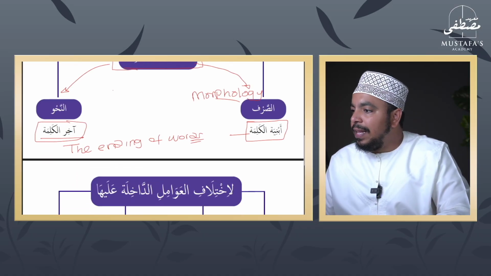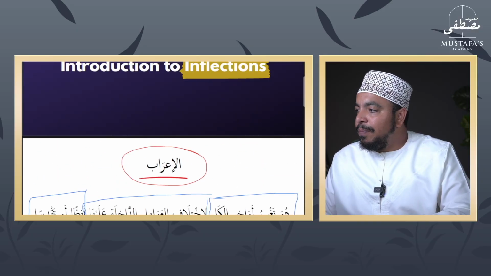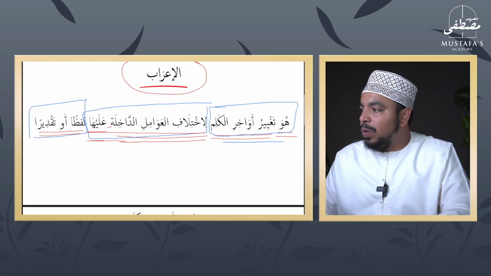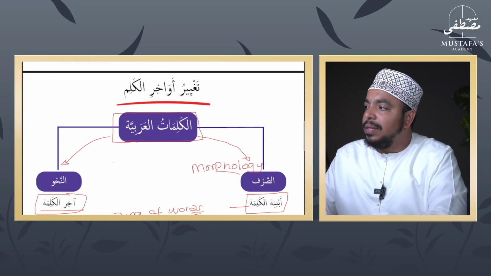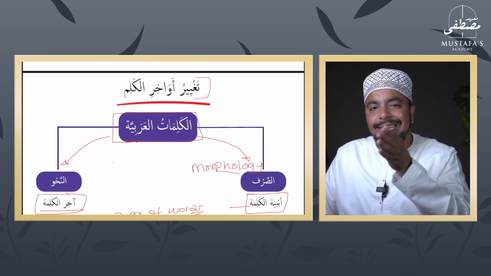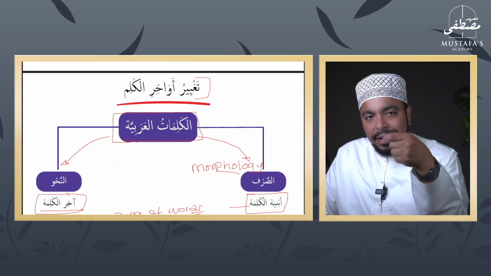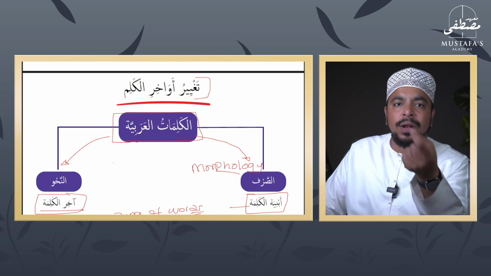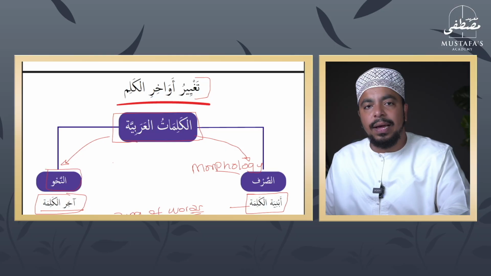Aywa. We said that as we are focusing on the ending of words, the second part of the definition, لاختلاف العوامل الداخلة عليها, which we said تغيير أواخر الكلم. What does تغيير أواخر الكلم mean? The changing of the ending of the words. Basically, the ending of words changing from one haraka to another haraka to another haraka. Understood? That's what we are focusing on, which is النحو.